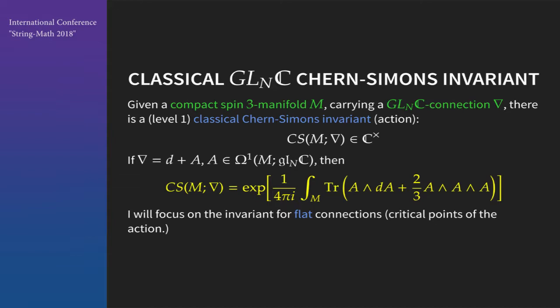And I'm going to focus mostly on the invariant for, well, I think entirely on the invariant for flat connections. So in other words, I'm just going to look at the critical points of this action. I'm going to ask, how can you calculate that invariant?